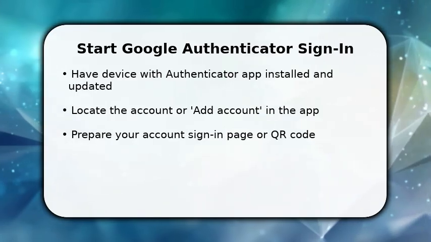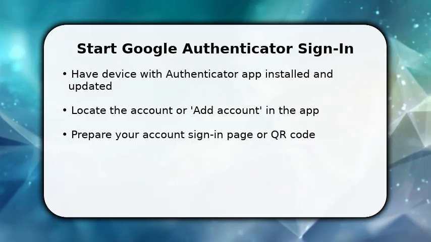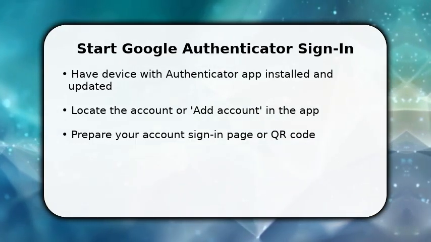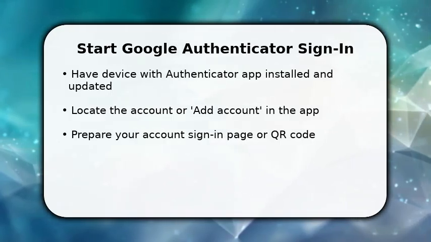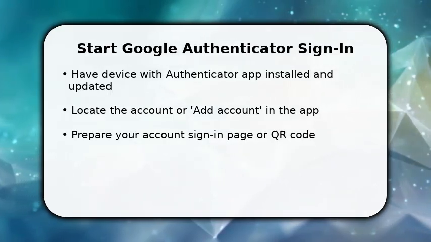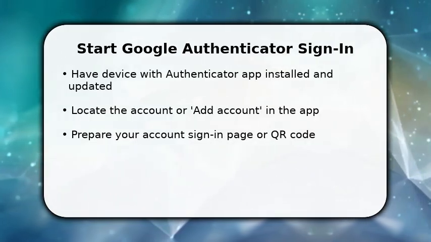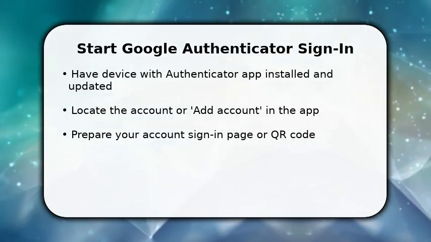You begin by opening Google Authenticator on your phone. Make sure the app is up to date and your device is unlocked. Once done, switch to the website or service where you want to sign in and choose the two-step or 2FA option. You'll see an option to scan a QR code or to enter a key manually.